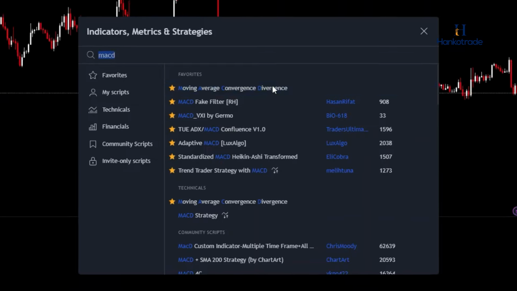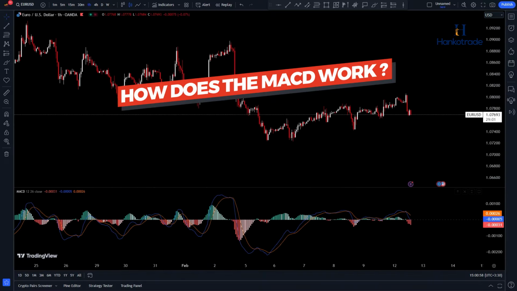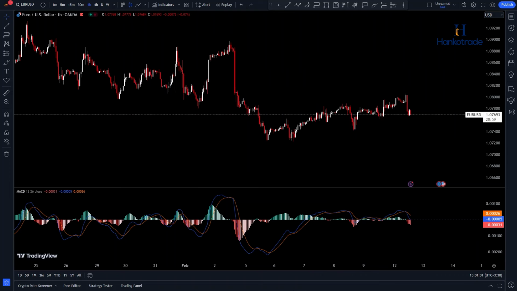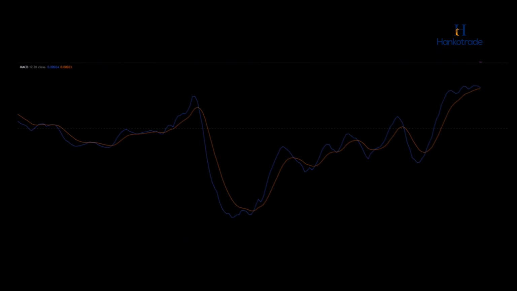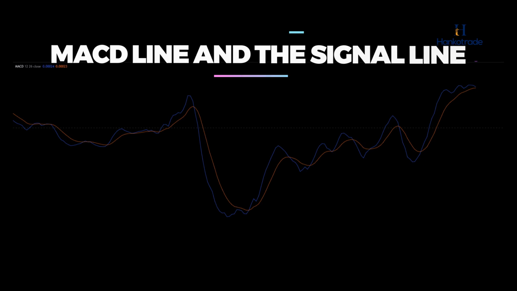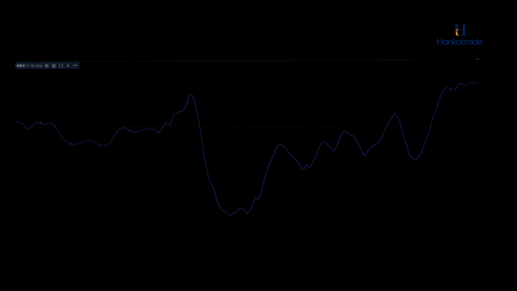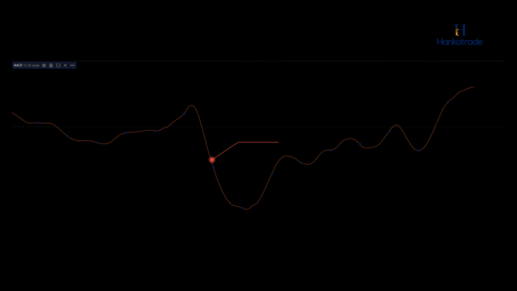Now, before we start, we first need to understand how the MACD works. We can see that there are four components to the MACD. First, we have these two lines, the MACD line and the signal line. Notice the difference between the two. The MACD line moves faster and is more sensitive to price changes, making it the main focus of the MACD indicator. Compare that to the signal line, which reacts slower to price changes, giving it a smoother appearance.